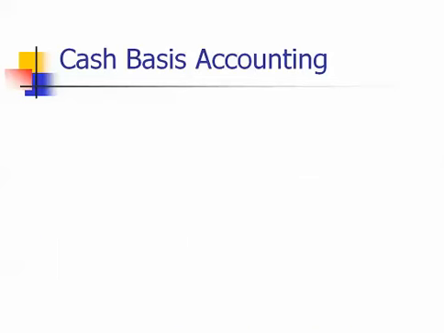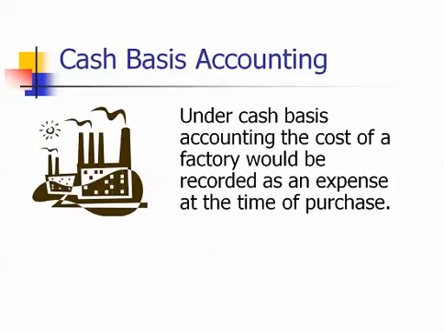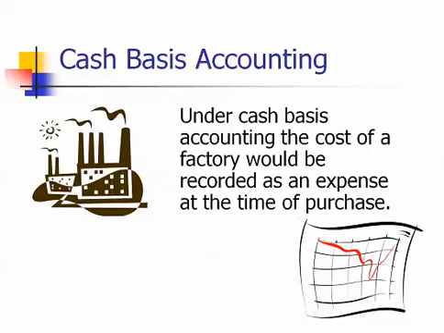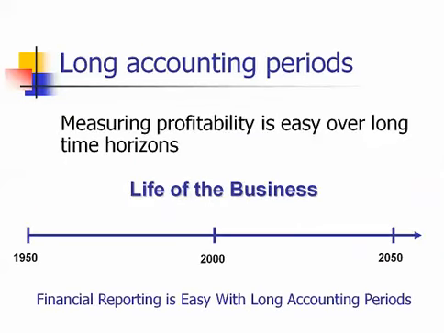Consider another example. Under cash basis accounting, if a company pays cash for a new factory, it would record the entire cost as an expense at the time of the purchase and nothing in subsequent years. I hope that most of you would agree that the cost of the factory should be allocated over time and the cost matched with future revenues.